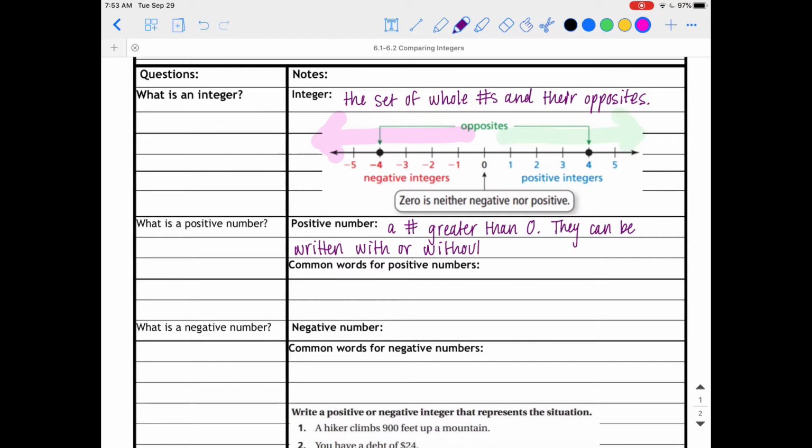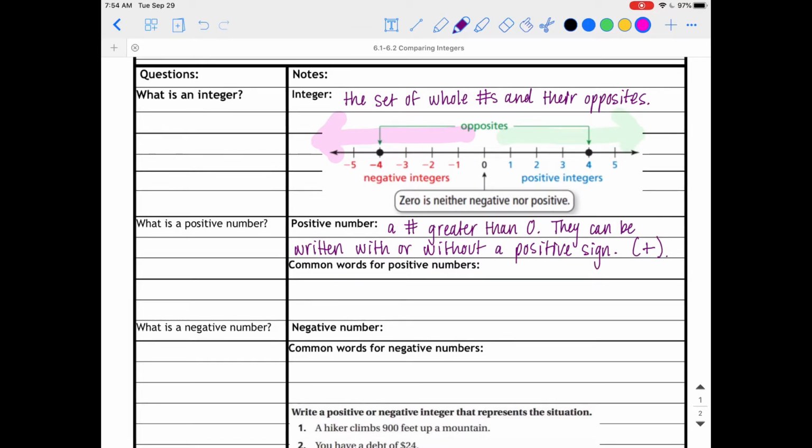But we usually do not. You will not usually see positive signs written with them. And remember, the positive sign looks just like what's in these parentheses, just that little plus. Okay, so those numbers are always greater than 0. They can be written with or without a positive sign.